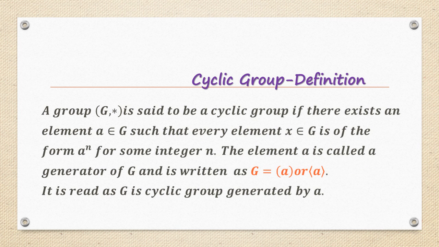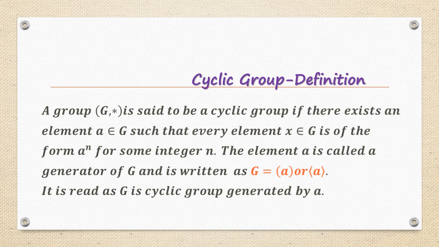Let us have the definition of cyclic group. A group G is said to be cyclic if there exists an element a belonging to G such that every element of this group is of the form a^n, where n is an integer. Then the element a is called the generator of G.